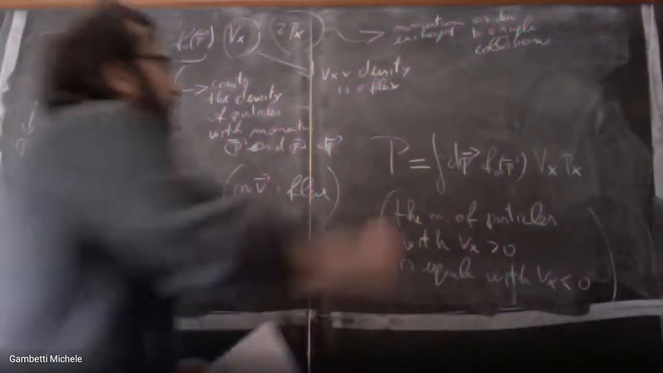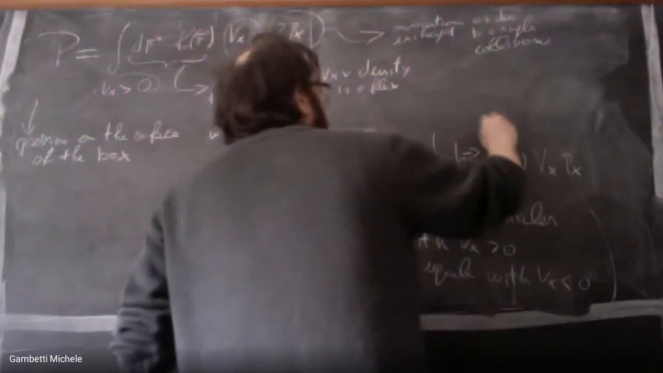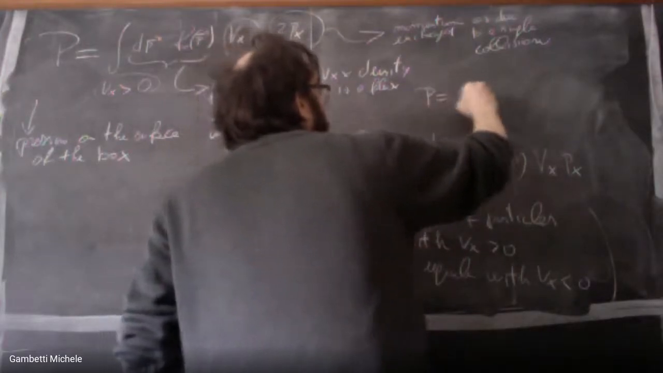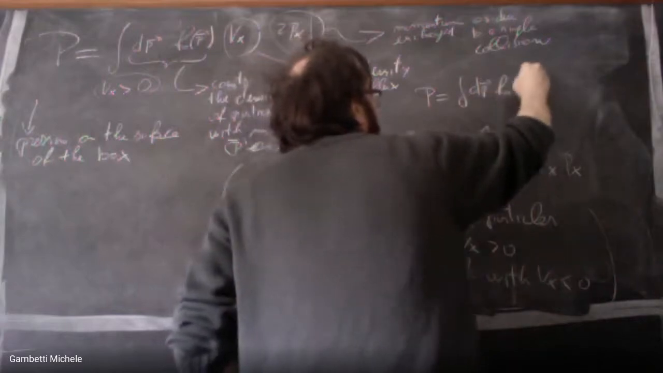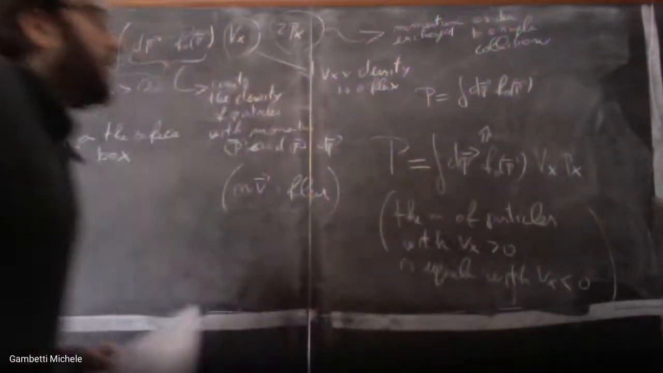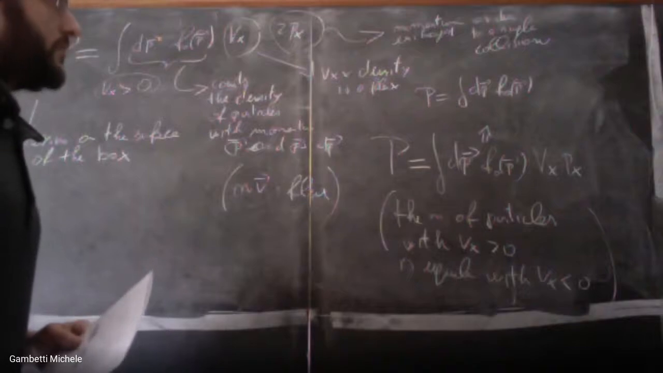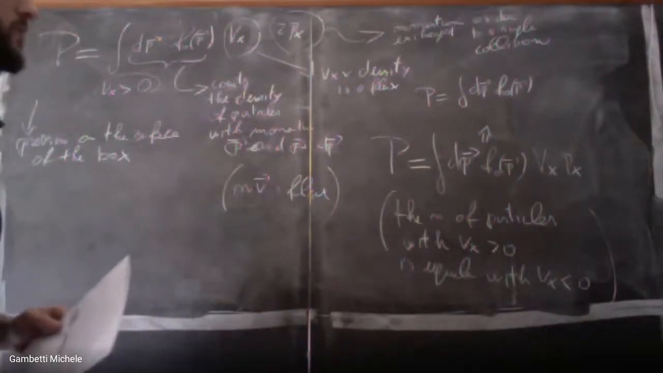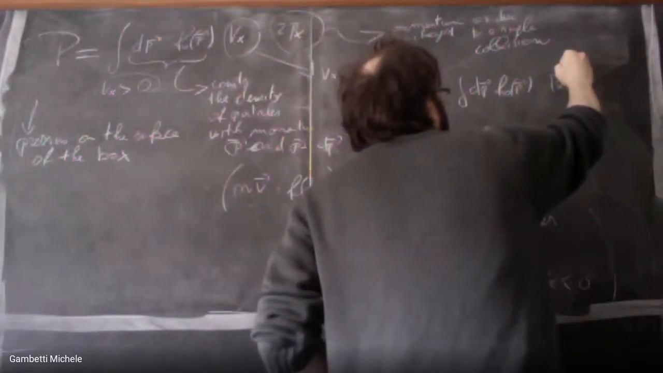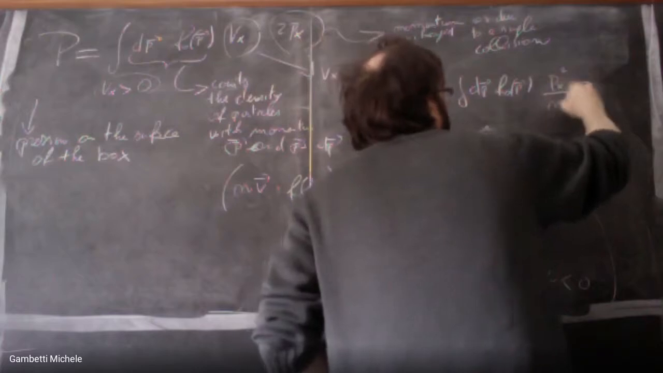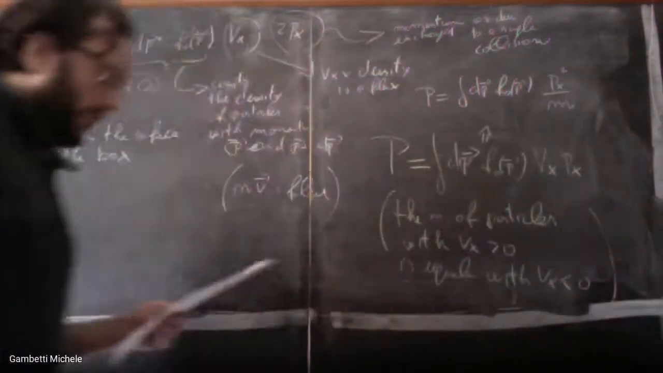And okay, now this again can be written as P is equal to the integral of dP f0 of P, and now I have V squared. Well, I can introduce a mass there, right? And I have a P squared divided by M, so the mass of the particle.